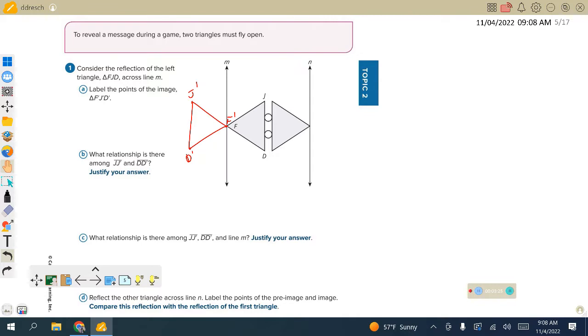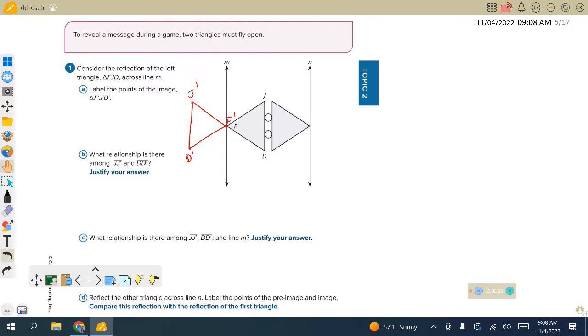Okay? Now, from here, after we did the reflection, what relationship is there between the segment J prime and D prime? What's happening there? What's the relationship that's there? Bless you. That's true. What do we know about the segment itself, though? From here to here and from here to here. What do we know? Eric? Yeah, they're that equidistant I was telling you about.